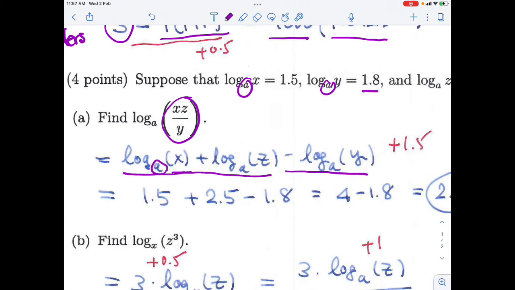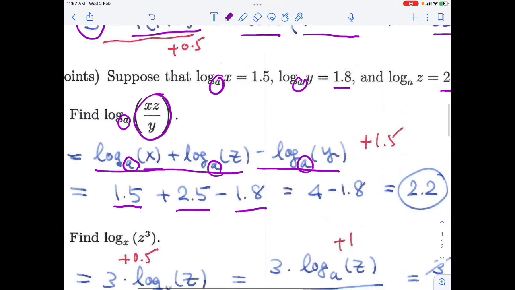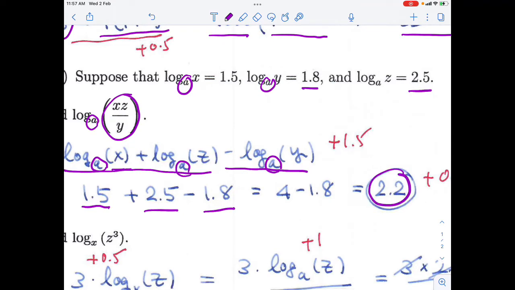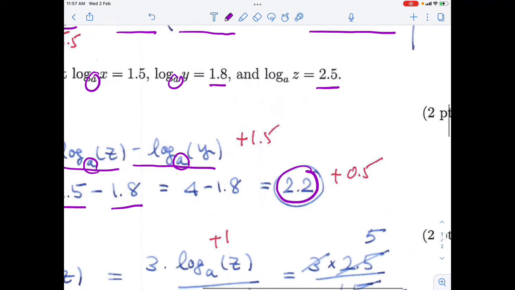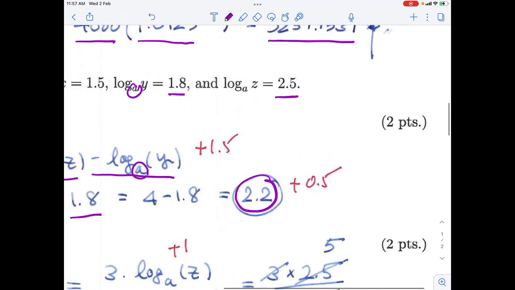All of these are base a, because the problem indicates that the base is a, right? So you can use the values given. Log of x base a is 1.5, log of z base a is 2.5, and minus log of y base a is 1.8. And finally, the answer is 2.2. This is worth 2 points.